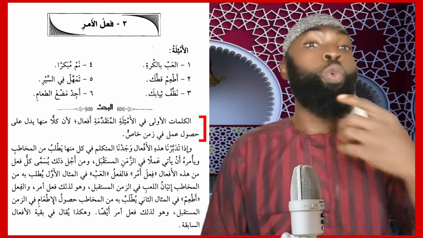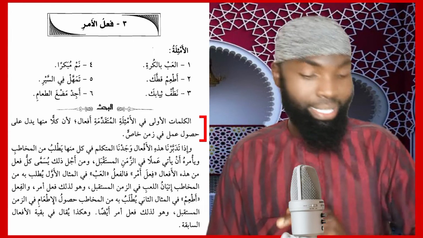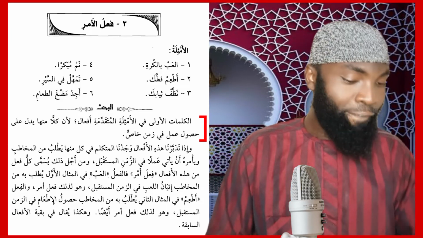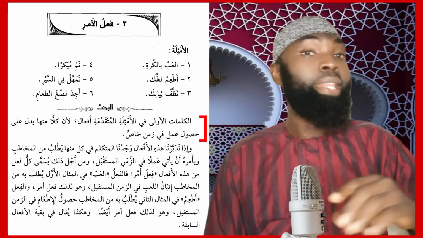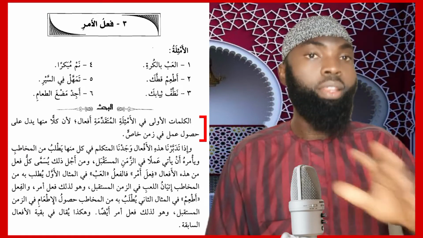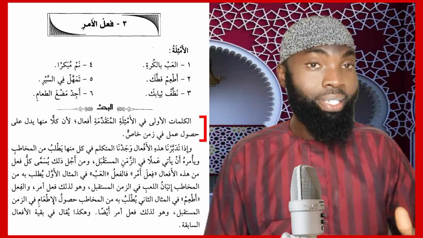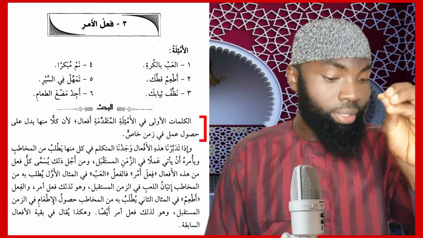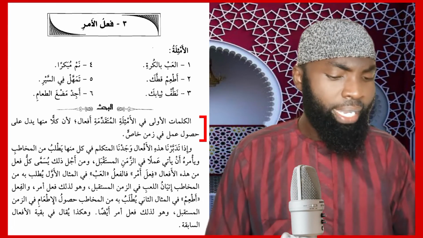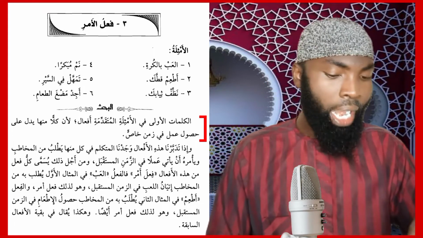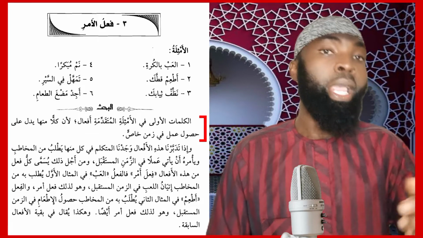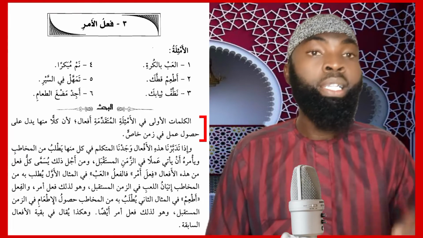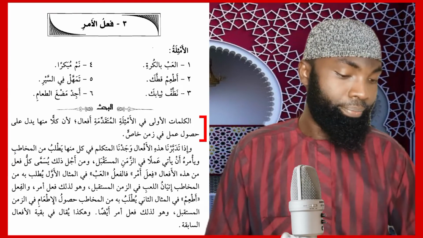Let's go to Al-Bahs so we can have a detailed explanation of what we have just learned. Al-Kalimatul Ula. The first words. Fil amthilatil mutaqaddima. In the previous examples, af'alun, they are all verbs. All of the first words from the first example to the sixth example are all what? Af'alun, verbs. لأن كلا منها يدل على حصول عمل في زمن خاص. Because each of these words indicates the occurrence of an action at a given time.